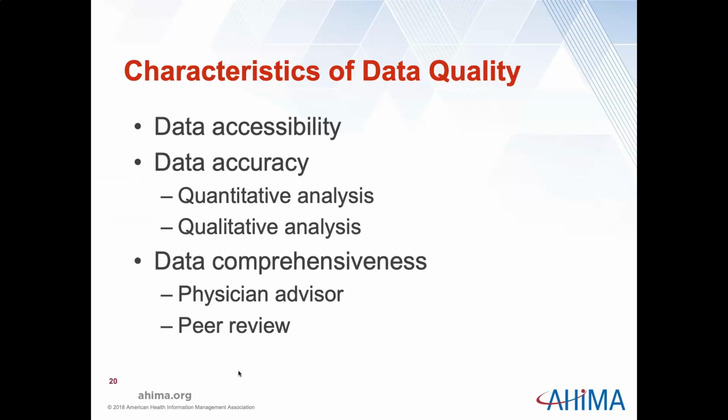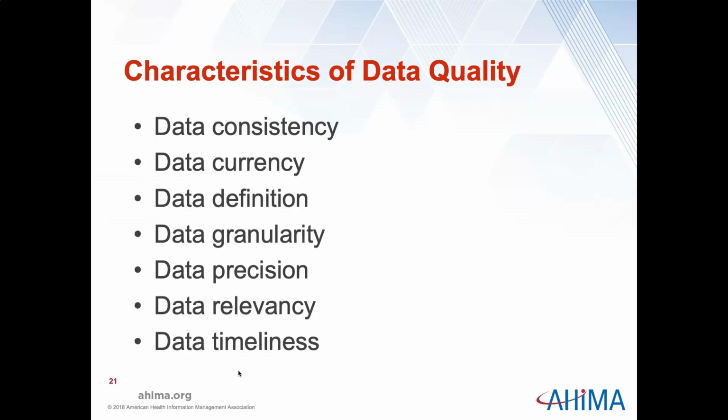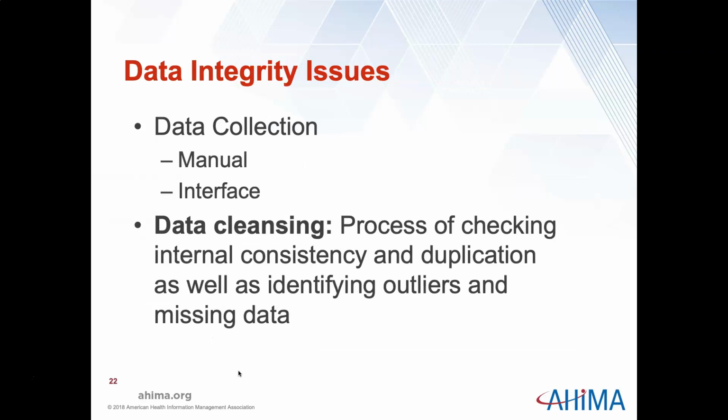Characteristics of data quality include accessibility, accuracy, and comprehensiveness. Accuracy includes quantitative and qualitative analysis. For data comprehensiveness, typically you're looking at information from physician advisors or peer review type situations. It also includes data consistency, currency, definition, granularity, precision, relevancy, and timeliness. And again, your book does a really good job of laying these out and defining them, so go back to that. Data collection can be manual or it can be through an interface.